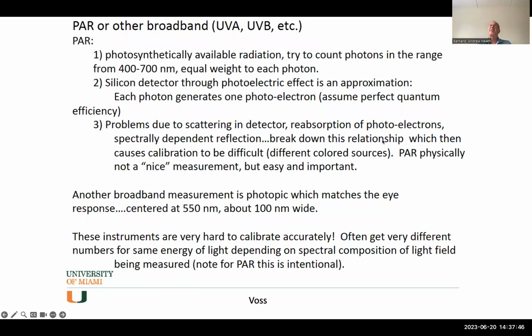I'm not going to go over too much more here because we just talked about the PAR sensors in the last talk, other than to say there are some issues with it, particularly in those spheres. Due to some scattering in it, that sphere also can get cloudy or dirty as well. There's also reabsorption of these photons onto the detector. This ends up causing some issues. They become really difficult to calibrate, essentially.